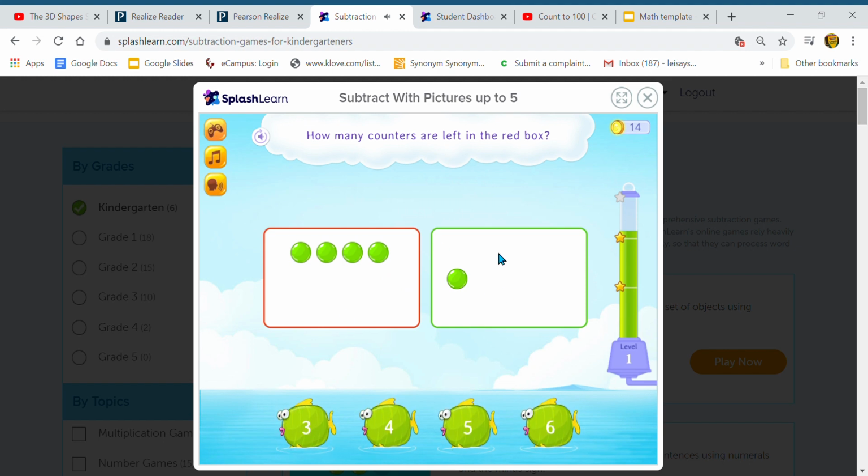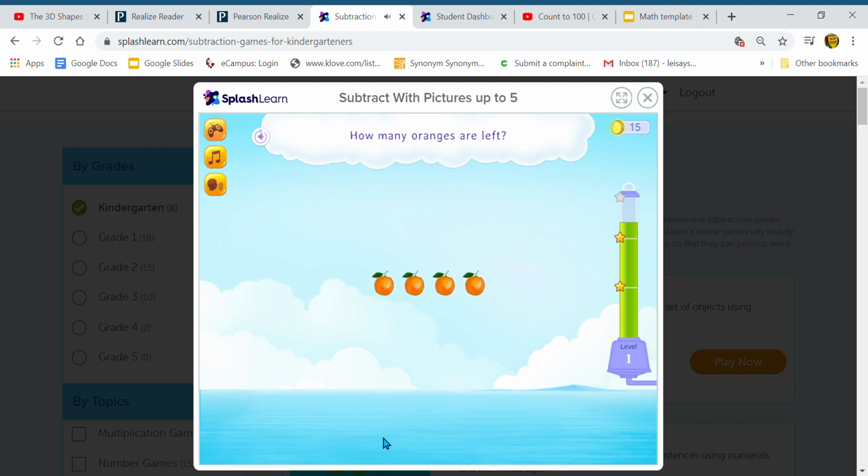Alright, so let's see how many counters we had all together. 1, 2, 3, 4, 5. So show me 5 fingers. Yep, that's a whole hand. Now take away or hide 1 of those fingers. Put down 1 of those fingers because we're subtracting 1. How many fingers are still up? 4. You should have 4 fingers up. Good going! How many oranges are left?